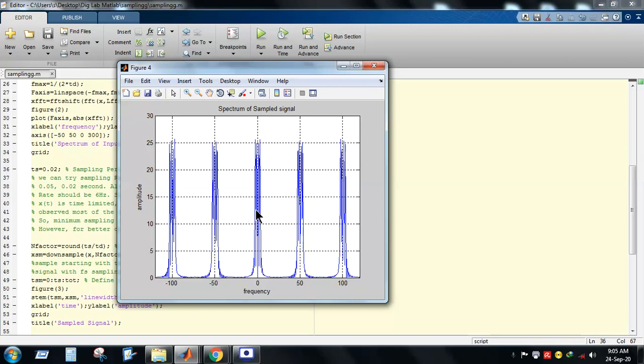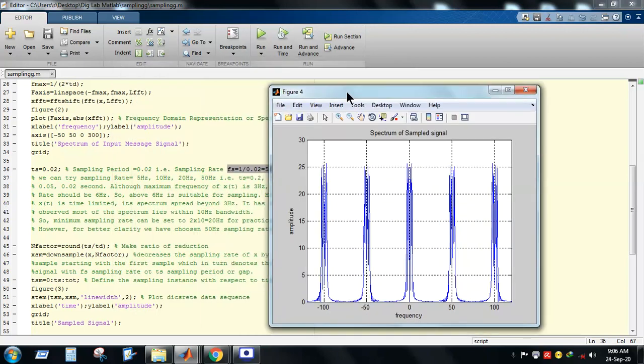Okay, so here you can see that this was the original spectrum, and after that the spectrum is shifted at 50 hertz, minus 50 hertz, 100 hertz, or minus 100 hertz, like this. So this is the spectrum of the sampled signal. Interestingly, if you use fs equal to 50 hertz, then these two spectra are not overlapping. That means we can easily extract or reconstruct the original signal from this.